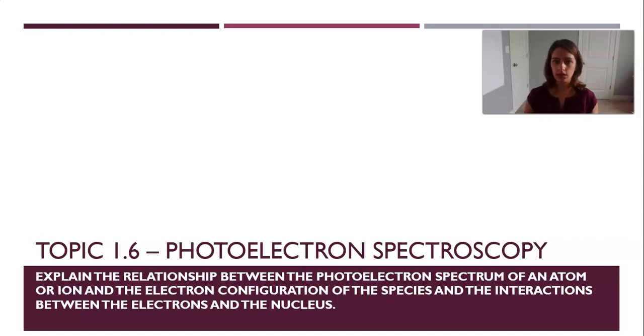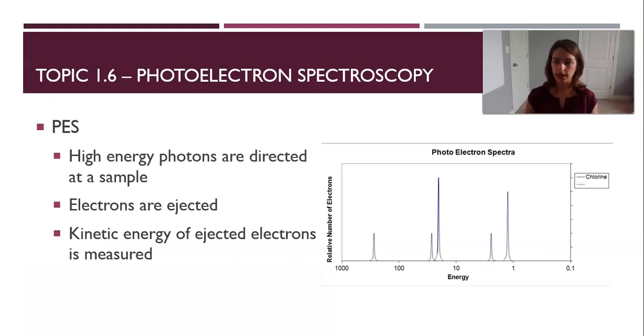So let's look at what this spectrum looks like. Photoelectron spectroscopy is also referred to as PES. In this type of spectroscopy, high energy photons are directed at a sample. Our example PES here is one for chlorine. Those photons hit the atoms and the electrons are ejected. What gets measured by the sensor is the kinetic energy of the ejected electrons. So that's what is being measured.